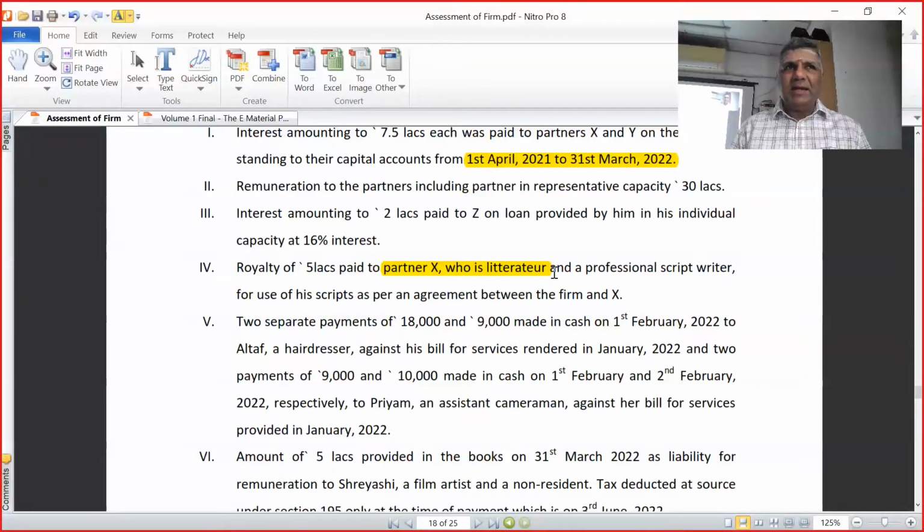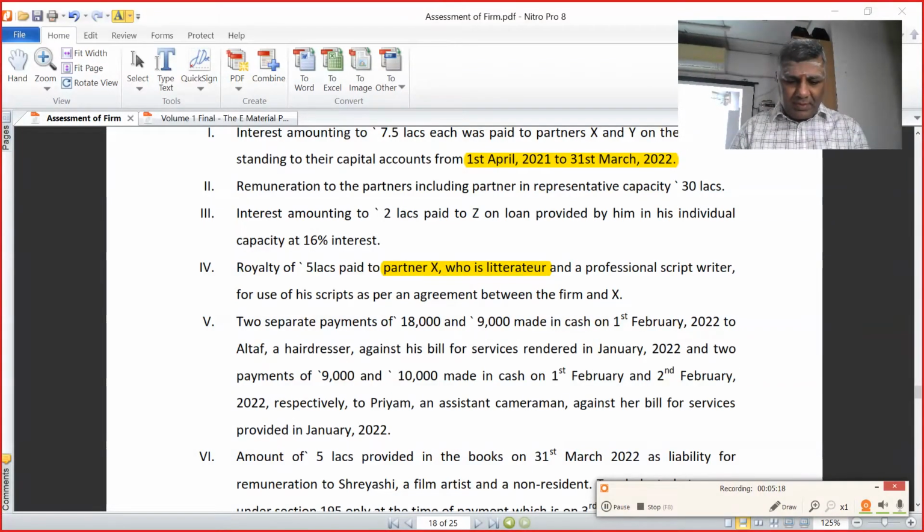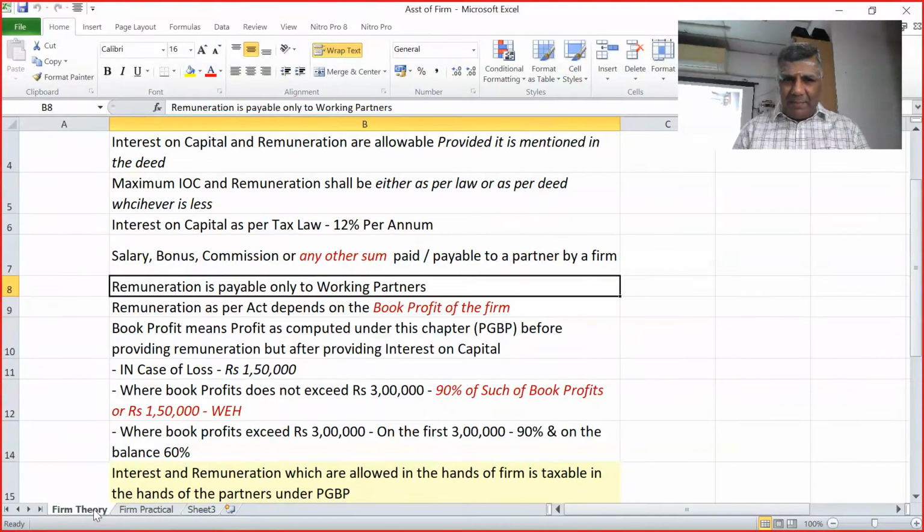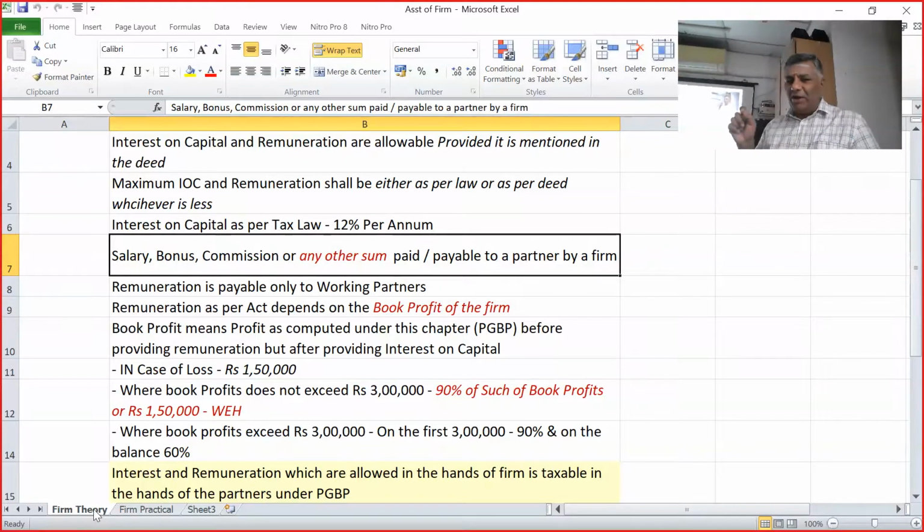Okay, right. This is where I think I asked you to remember, but good time to recollect something. When we spoke about remuneration, we used the terminology salary, bonus, commission, or any other sum. Remember, if you allow such things, every partner will have a skill set. So the purpose of 40B will be defeated.